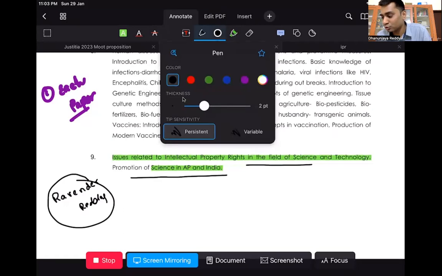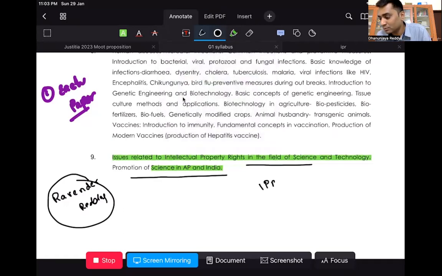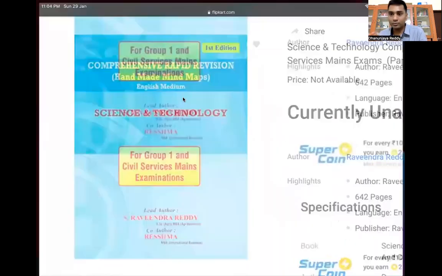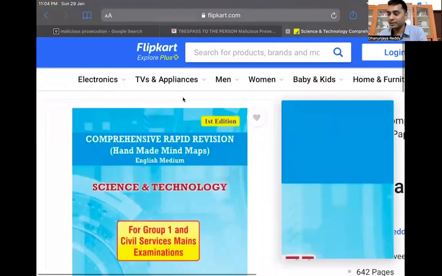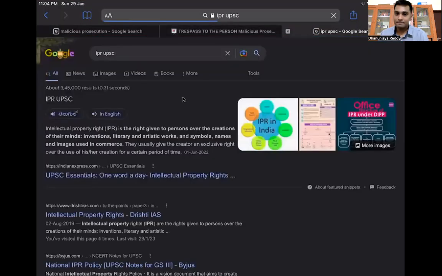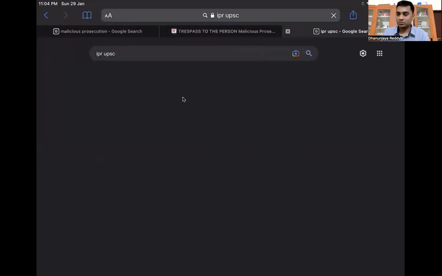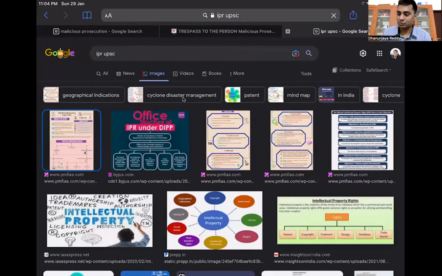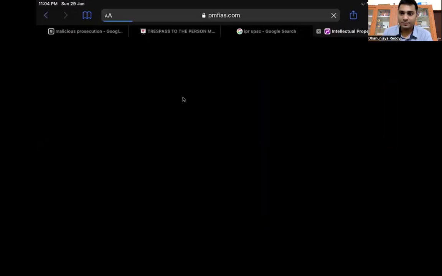So how you have to search on Google is "IPRs UPSC". You have to go to Google. I'll show you how to search, so that you'll be using the same formula to get the material. IPRs UPSC, right? Now go to images. There is one thing, PMFIAS, you type this. Now you'll go to that website.